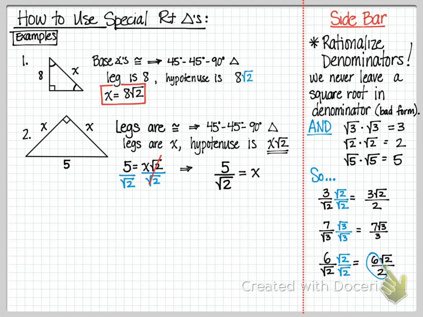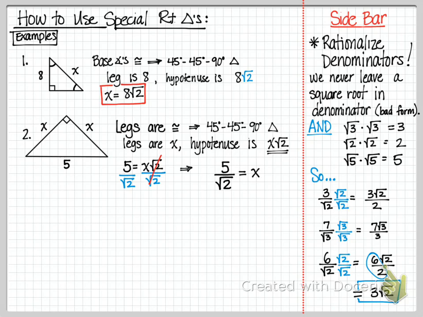But 6 can be divided by 2. And so when we do that, we have 6 divided by 2, we end up with 3 and then the square root of 2. To rationalize a denominator, the square root is not a rational number. And so we want to make sure that our denominator is a rational number. And that's why we're getting rid of that square root down there.